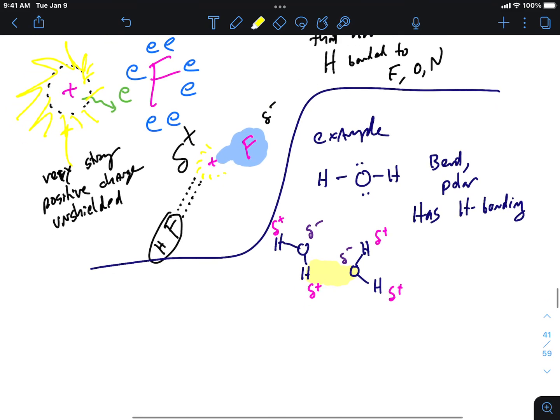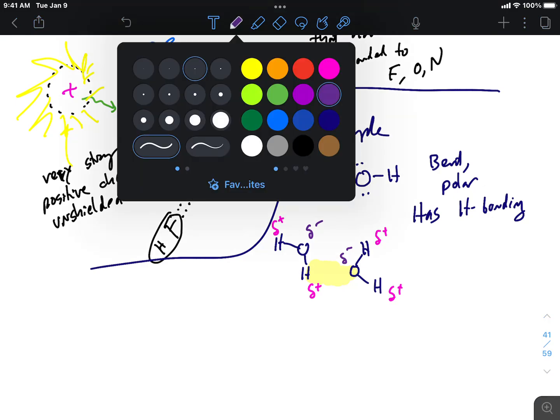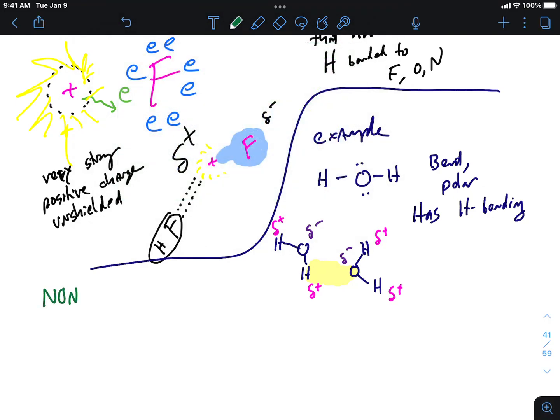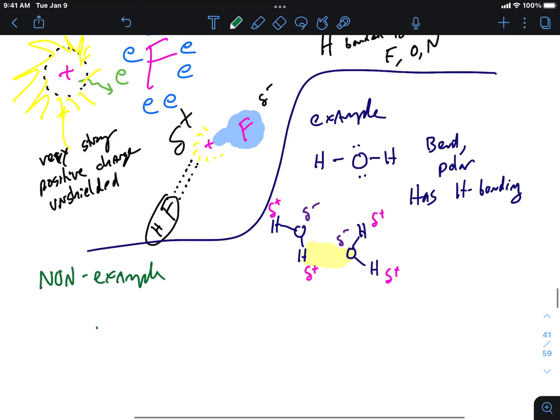Okay, here's a non-example. This is called Difluoromethane. It's used as an aerosol in hairspray cans and stuff like that.